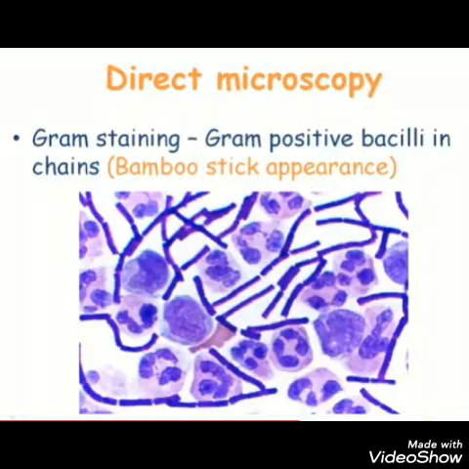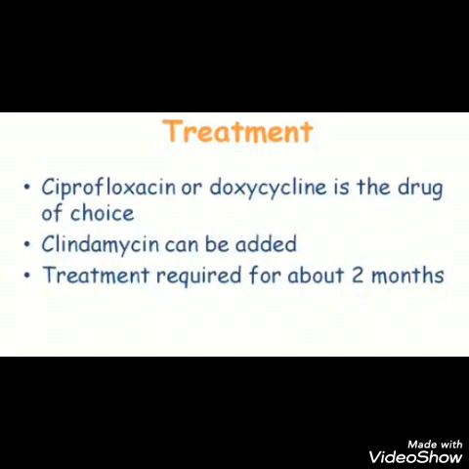Here I have shared the picture of direct microscopy, where on gram staining, gram-positive bacilli in chains appear like a bamboo stick. So the bamboo stick appearance is seen in gram-positive bacilli after staining. In treatment, ciprofloxacin or doxycycline is the drug of choice. Clindamycin can be added. Treatment is required for about 2 months, so it is a long, time-taking process.